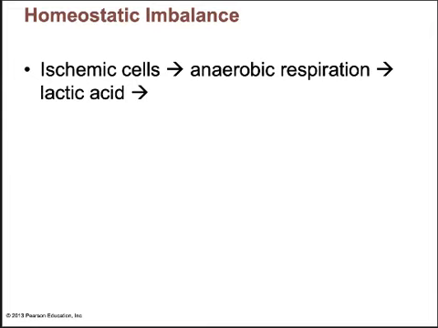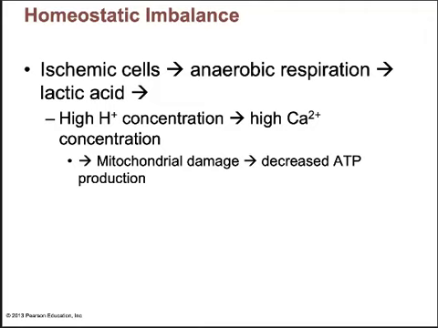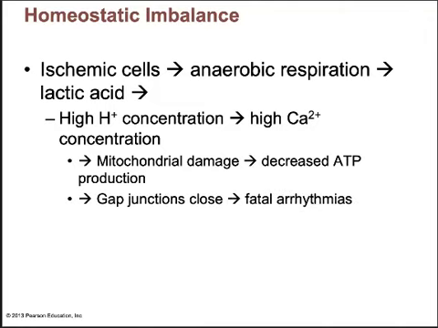What happens with ischemic cells is that they enter anaerobic respiration and generate lactic acid. That is going to cause the pH to drop and lead to high calcium concentration that causes mitochondrial damage and decreased ATP production. The gap junctions would close, and the result would be a fatal arrhythmia. Okay, so that's something that we don't ever want to run into.